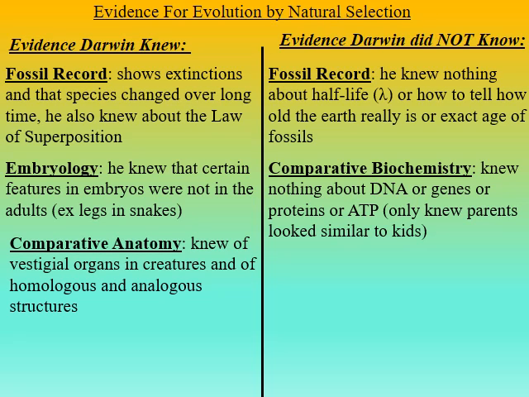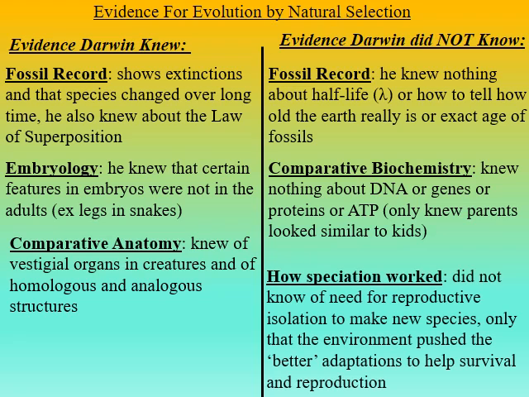Comparative anatomy, he knew all about vestigial structures in creatures that apparently had no function, but if you actually examine them very closely, they looked similar to functioning structures in other creatures. So he knew a few of those. He didn't know as many as we know today, but he knew definitely about a few of those, such as the ear muscles, the coccyx, things of that nature.